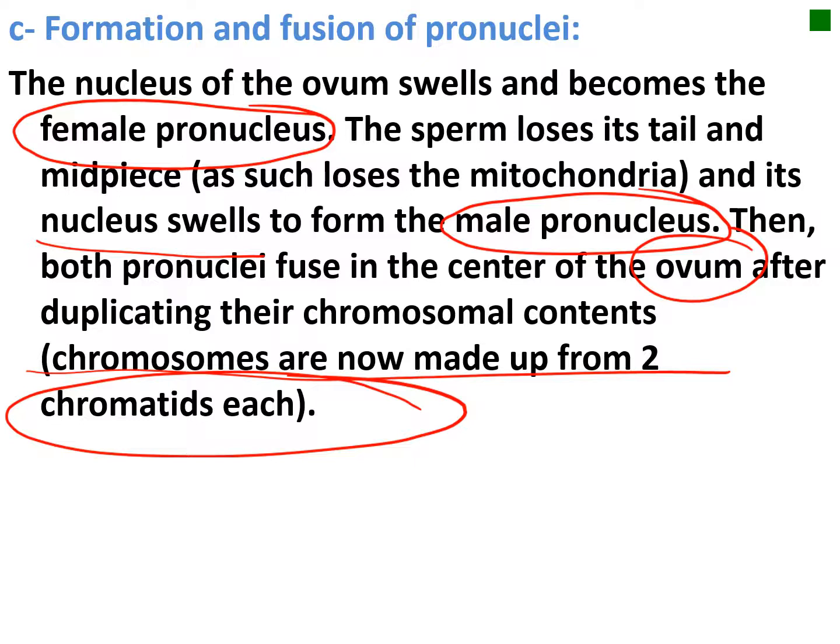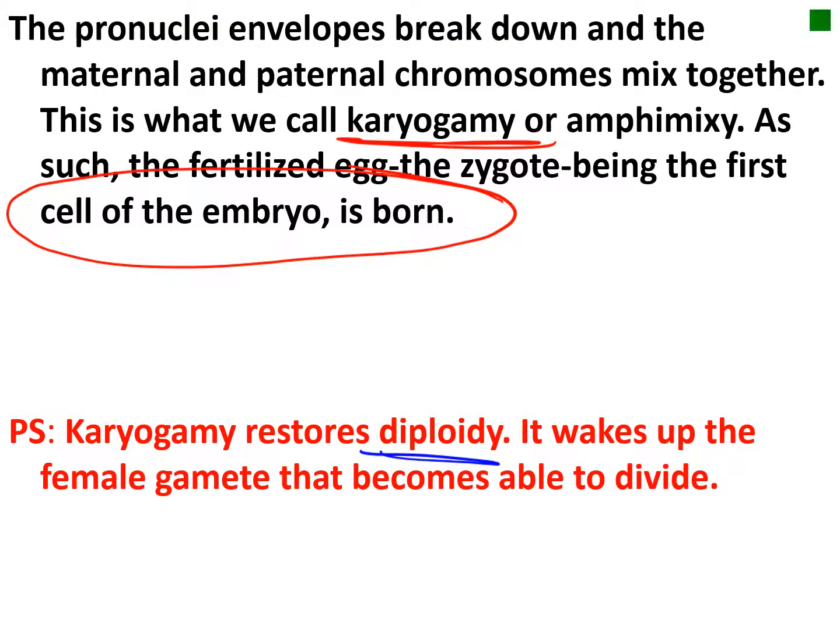These two pronuclei, the male pronucleus and the female pronucleus, will fuse in the center of the ovum after duplicating their chromosomal contents. That's why the chromosomes now are made up of two chromatids each. The pronuclei envelopes break down and the maternal and paternal chromosomes mix together. This is what we call karyogamy. As such, the fertilized egg, which is the zygote, being the first cell of the embryo, is born.